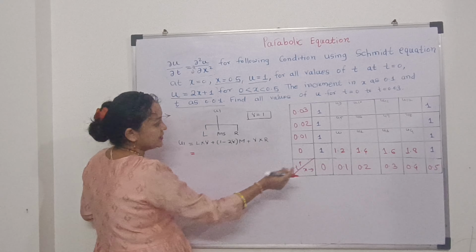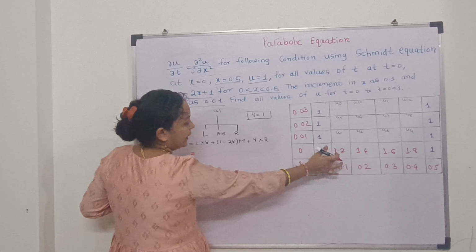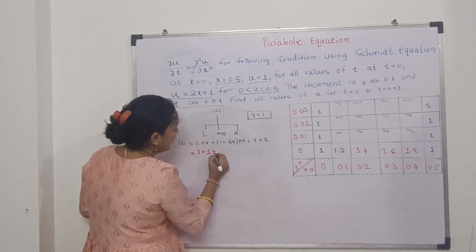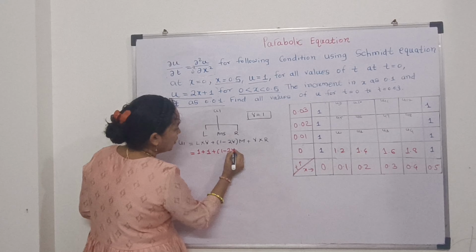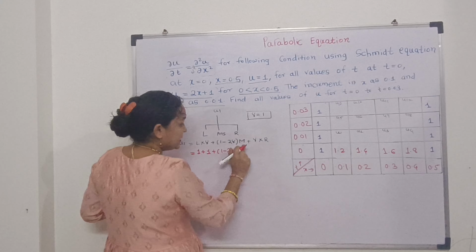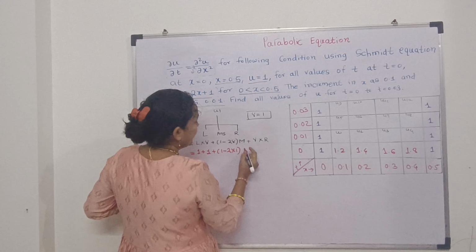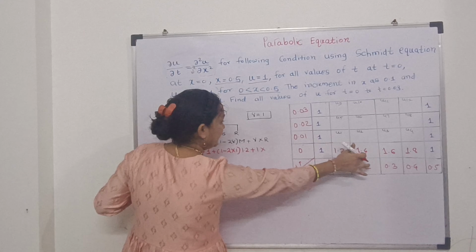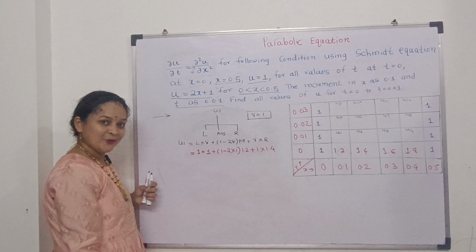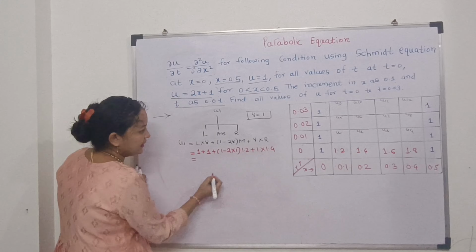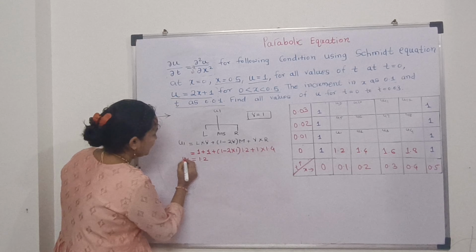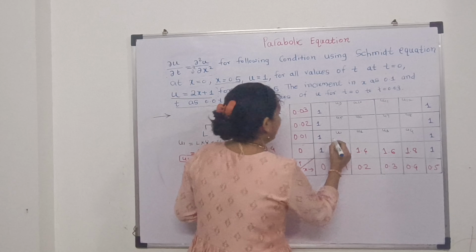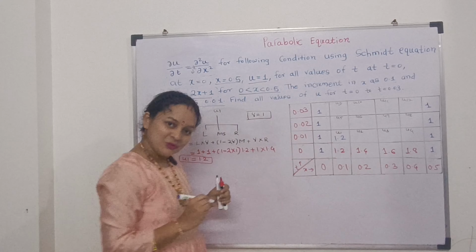The right hand side value is 1 plus gamma, that is 1 into bracket 1 minus 2 multiplied by gamma, that is 1 plus its middle value. So this value becomes 1.2, plus 1 multiplied by its right hand value, that becomes 1.4. If you calculate, you get this value as 1.2. So u1 becomes 1.2, and you can quickly note this value.